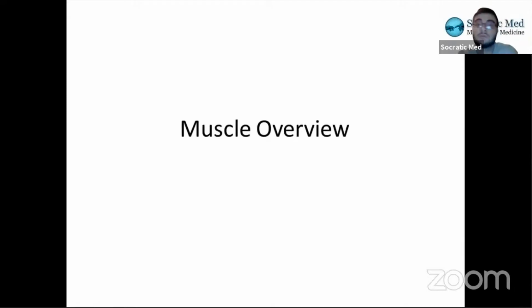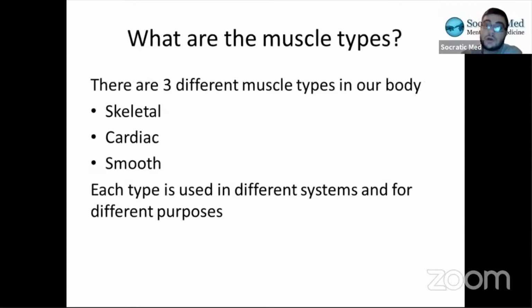Firstly, we're just going to do a general overview on muscles as a whole. So what are the different muscle types? There are 3 types in our bodies. There's skeletal, cardiac, and smooth. Each type is used in different systems and for different purposes.